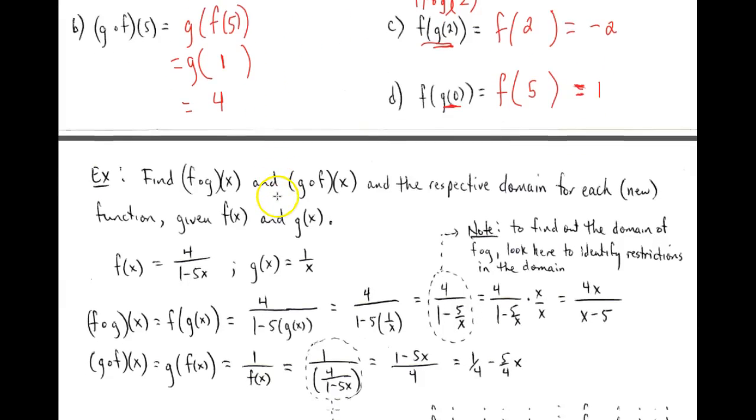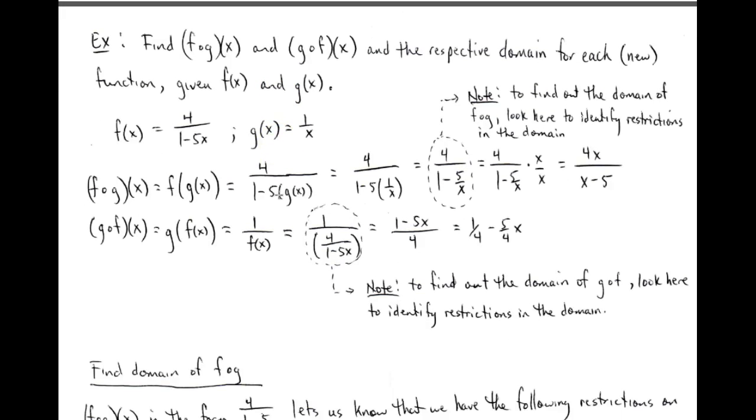All right, so what we've done up to this point is examples on how to take the composition of two functions and evaluate it for a certain value of x. What we're going to do now is take two functions and form a new function called the composition function, and also find out what the domain of those functions would be.